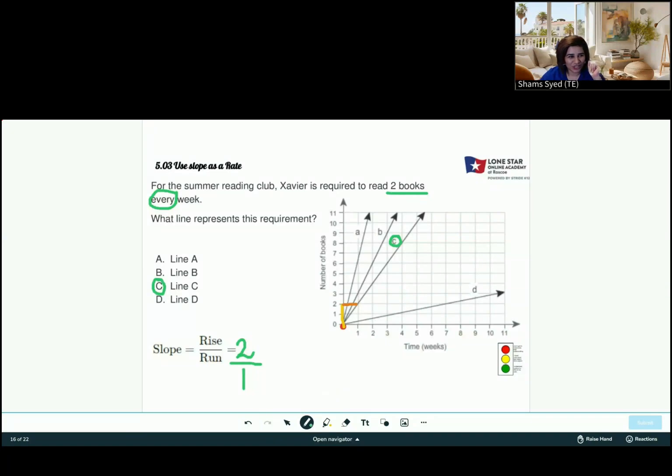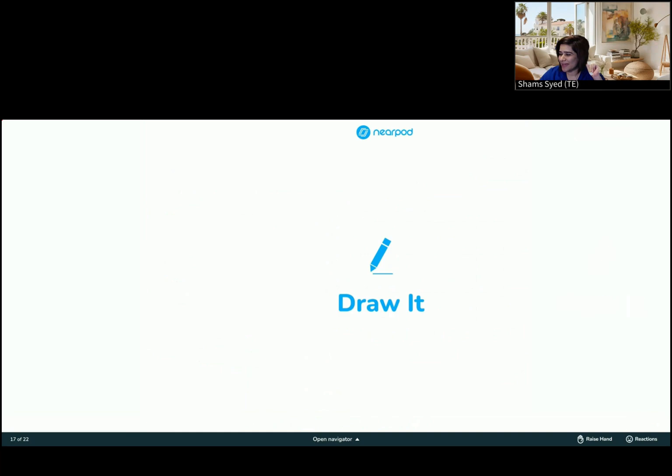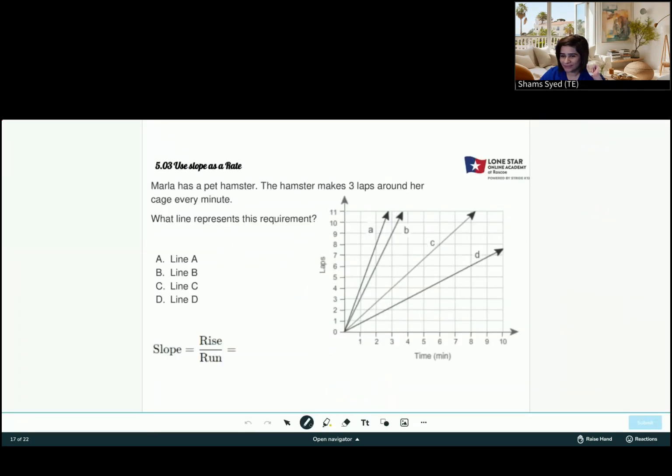Let's go ahead and try one more. And in this one, let's read. Marla has a pet hamster. The hamster makes 3 laps around her cage every minute. The word every or per tells me it is the slope, and slope is 3.